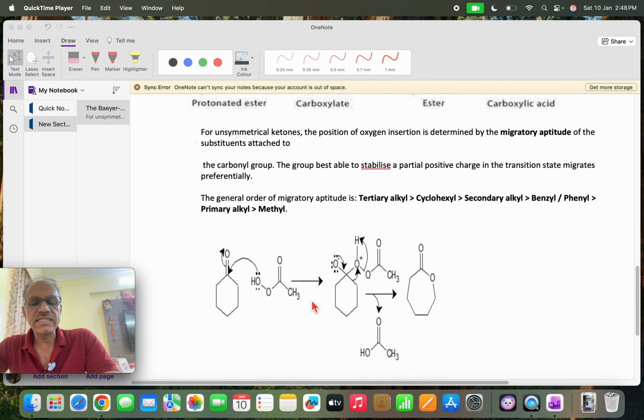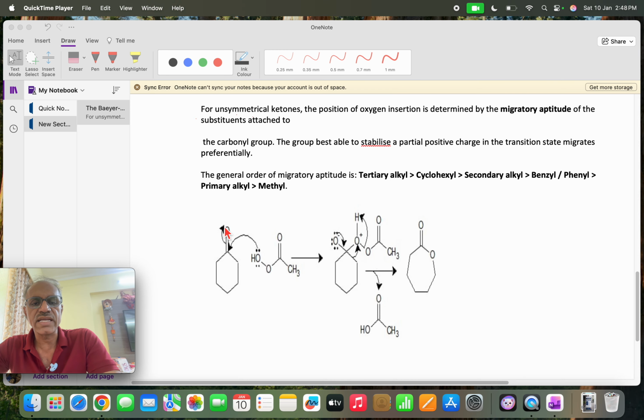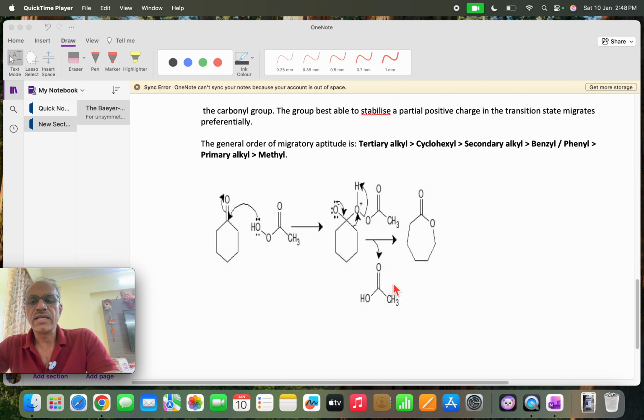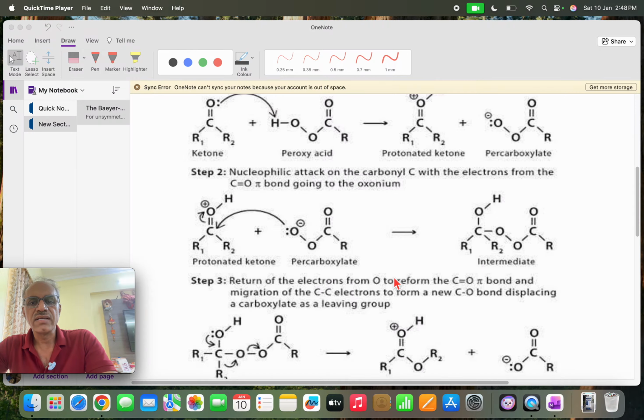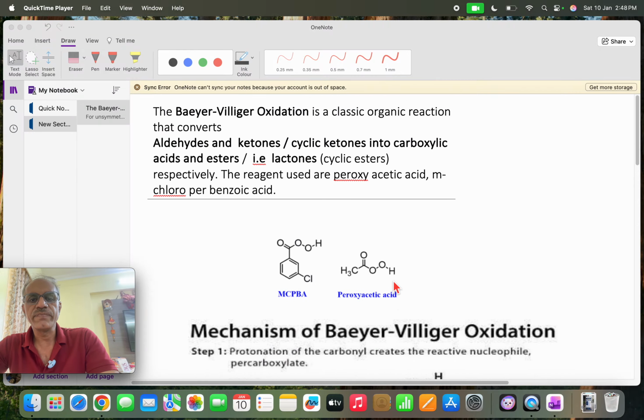Now, this is an example. If I take a cyclic ketone like cyclohexanone with the same peroxyacid, this happens here. Thus we form this acid as a byproduct, and this is the cyclic ester, that is, lactone. I hope you have understood this. This is a very simple reaction. Just go through the mechanism.